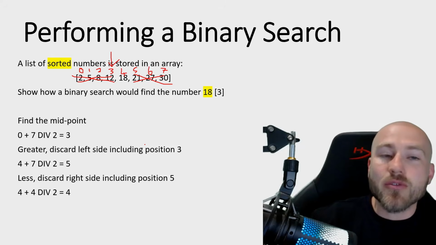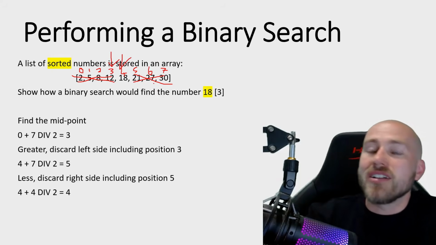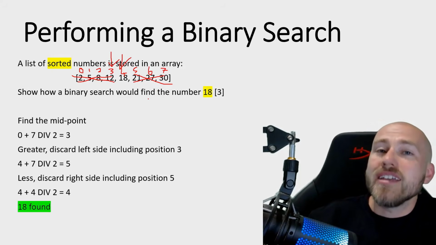Div 2 is going to give us 4. So finally, we are pointing at the position where we wanted to find our data. So you could just write 18 has been found.